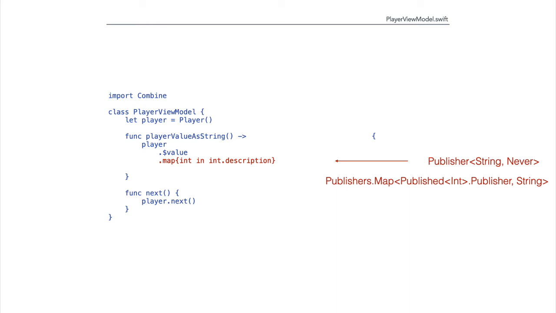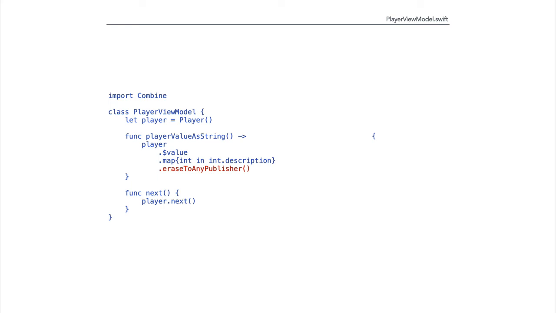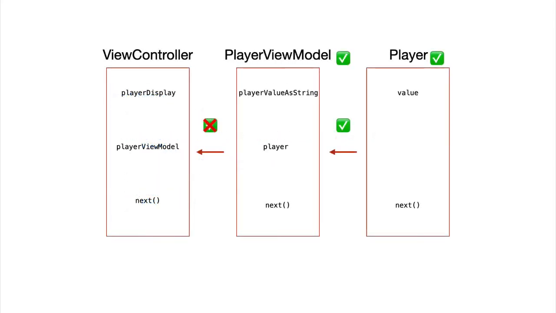And so the way that we keep this from being propagated as we subscribe to things in different classes and structs is we use type erasure, and we erase this to just be a publisher of a String that never fails. And so the return value of our function, player value as string, is an AnyPublisher. And I'm going to specify an optional String, and it'll coerce that String to being an optional String, and it will never fail. And so that completes our player view model.